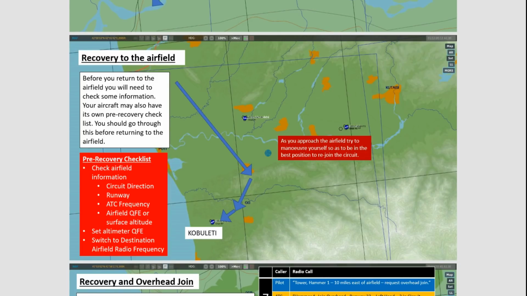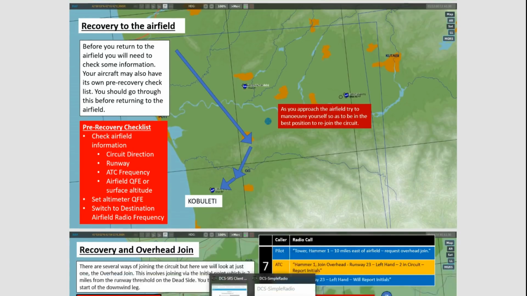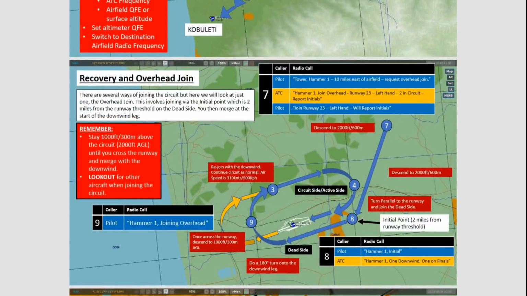Try and visualize in your head where the circuit is way before you get anywhere near the airfield, and that'll allow you to set yourself up much more easily for the second part, recovery and overhead join. So this looks a little bit of a complicated diagram, but it's not too bad. What you're aiming to do is enter on the dead side. So you want to keep well away from the circuit. You're going to be above it, at 2,000 feet, so 1,000 feet above anybody in the circuit to avoid conflict.